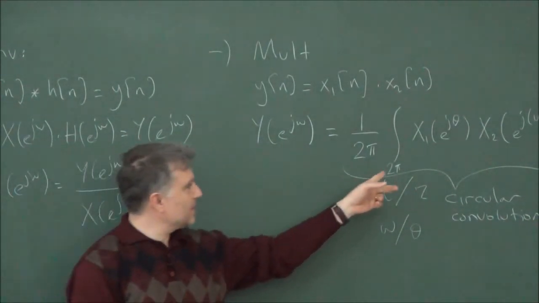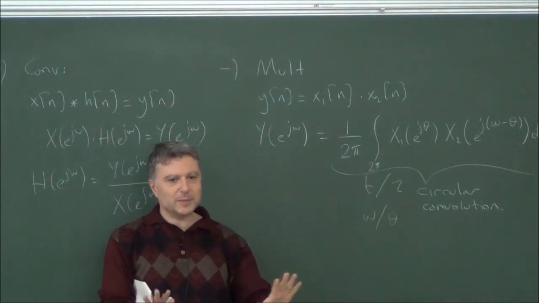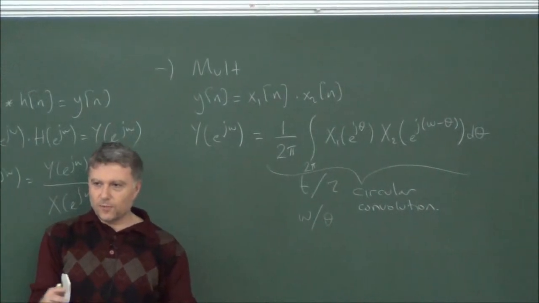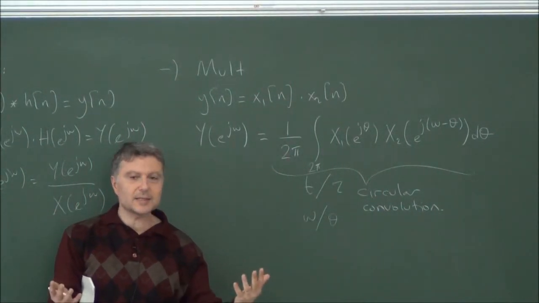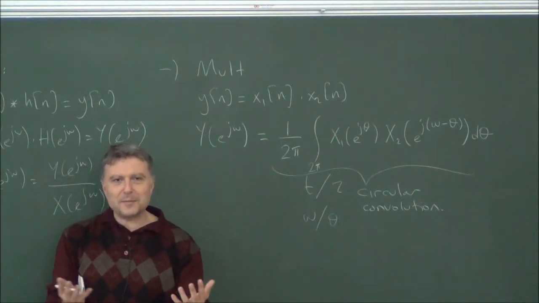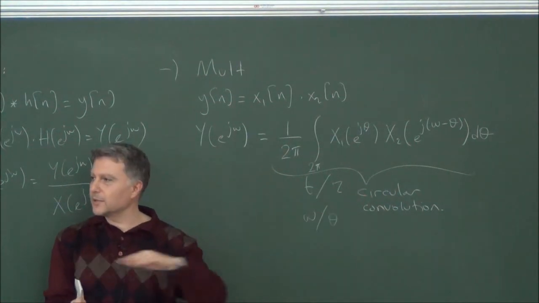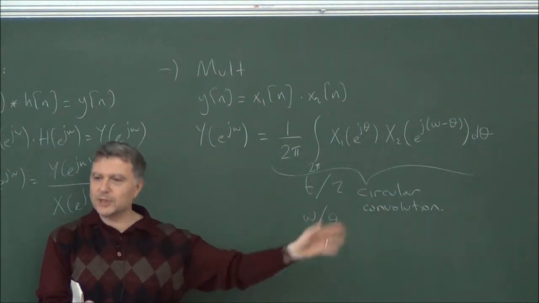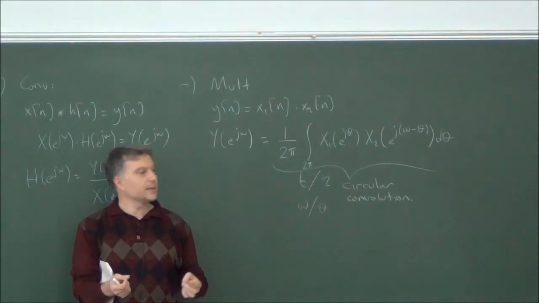In other words, if this is from minus infinity to infinity, this integration will give you infinity because both x1 of e to the j omega and x2 of e to the j omega are infinite extent. They are periodic. So when you convolve them, you come up with a huge sequence from minus infinity to infinity. And if you accumulate all those multiplications, you will get infinity.